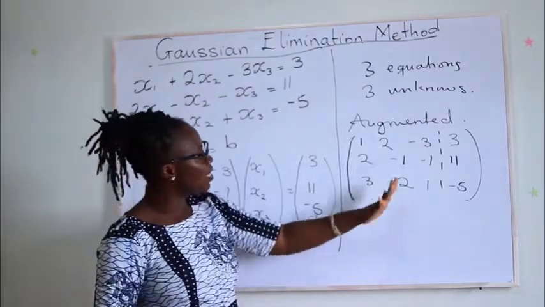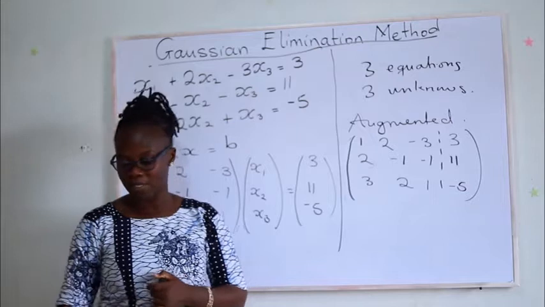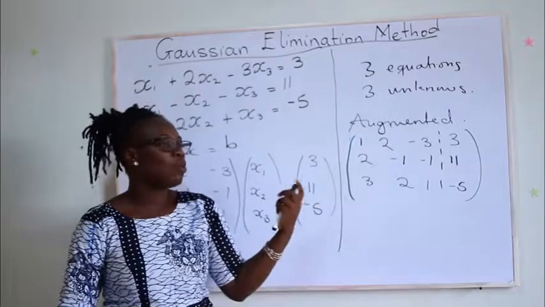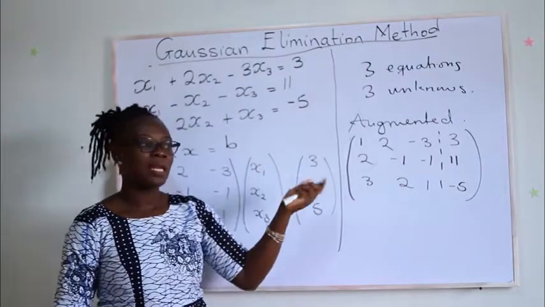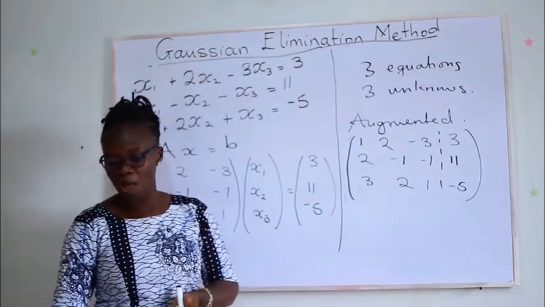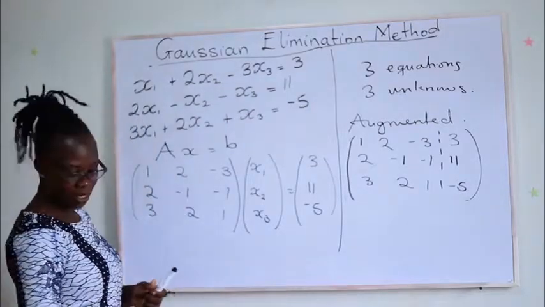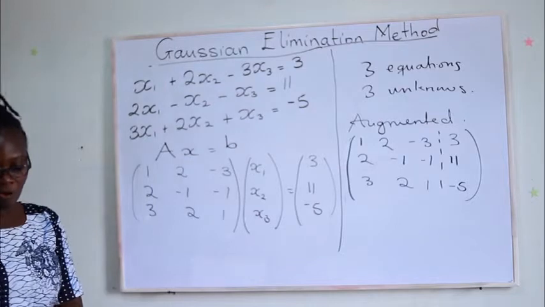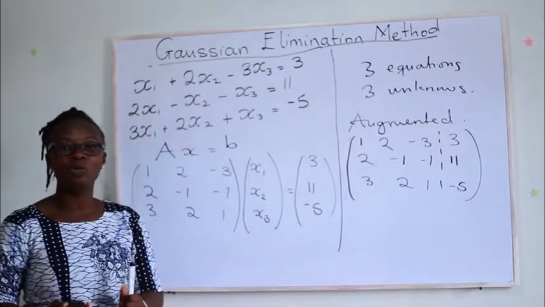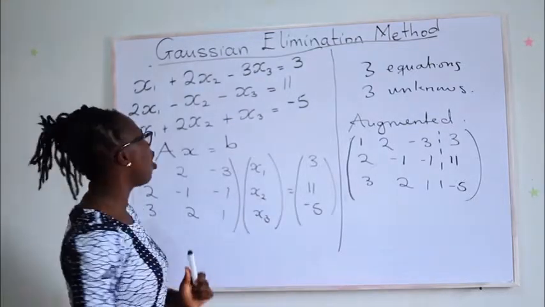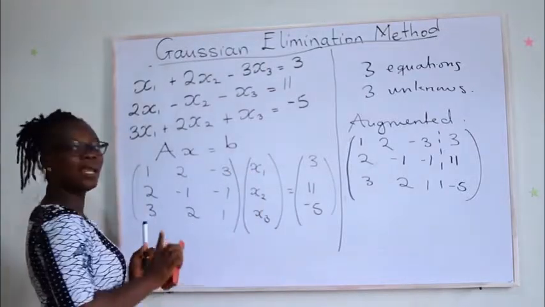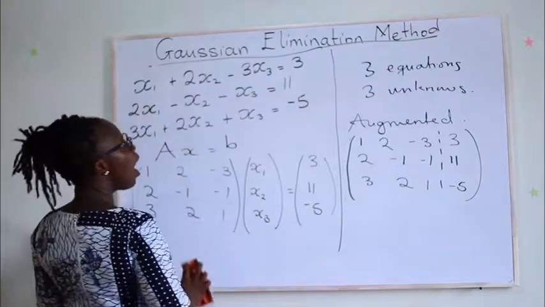So now with the augmented matrix, I could work around it. I could do anything to it. Like I previously said, you could multiply by constants and add to another row, or you could add two rows. The purpose of the augmented matrix is to form an upper triangular matrix from it, so that we could find the three unknowns, that's our x1, x2, and x3. So how do we go about it?